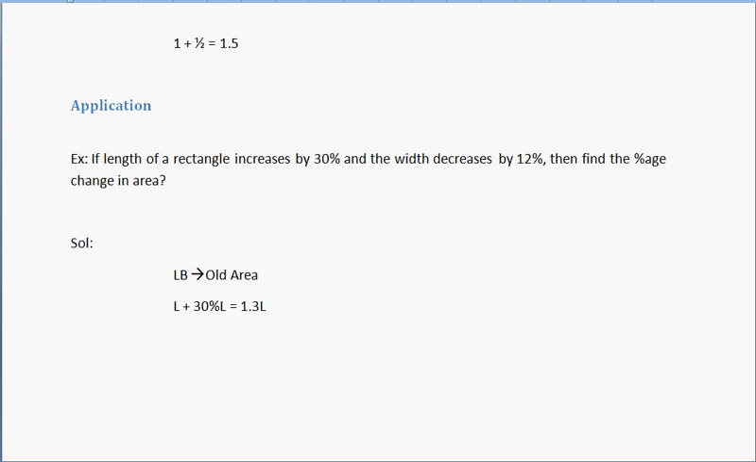Now breadth earlier was B, now there is a decrease, right? So decrease by 12%, 12% of the initial, right? So whenever it says there is a decrease, it is 12% decrease from the earlier, the initial one. So it now becomes 0.88B. Now the new area becomes what? 1.3 L multiplied by 0.88B, right? So just find this.